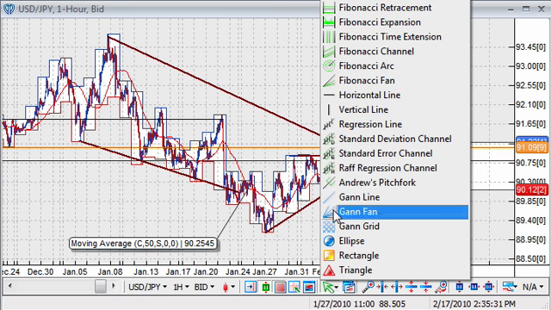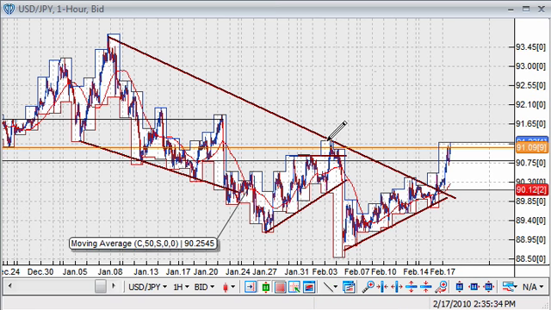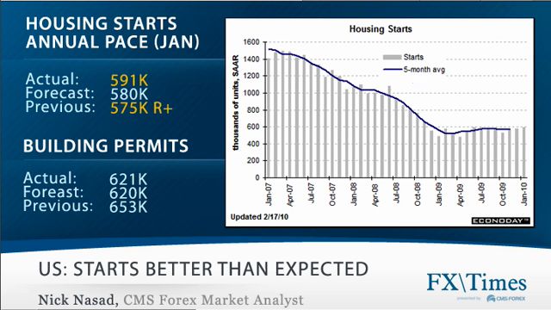So now we look for our horizontal resistance to see what the pair will do next. If we have perhaps moved downward, but if we do break this, then we could see definite further gains for the greenback. So let's take a look at the US fundamental data that helped to spark this greenback rally.